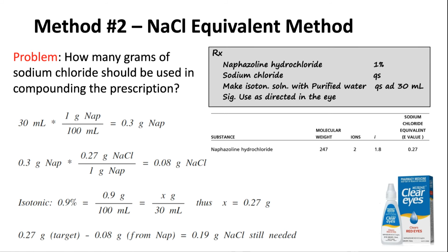That's our target. That's how much we would need to make 30 milliliters isotonic. So let's take that target of 0.27 grams and subtract from it the amount of sodium chloride we're getting equivalent from our naphthalene, which we calculated to be 0.08. So we subtract those two and find that the difference is 0.19 grams of sodium chloride. That's the amount of sodium chloride we still need to add to get an isotonic solution along with our naphthalene.